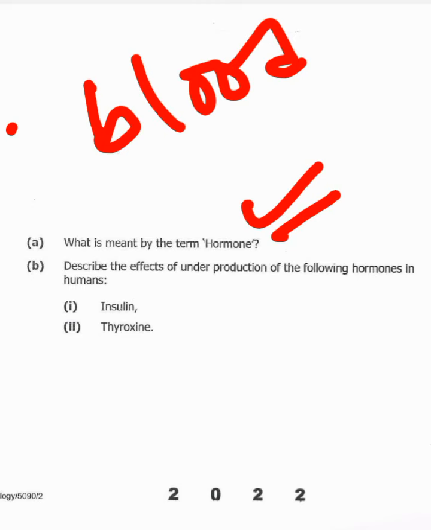So let's go to the definition. How are we going to define the term hormone? By definition, a hormone is a chemical substance produced by a ductless gland, carried by the blood, which alters or changes the activity of one or more specific target organs. That is the definition. I'll go through it again: a hormone is a chemical substance produced by a ductless gland, carried by the blood, which alters or changes the activity of one or more specific target organs.